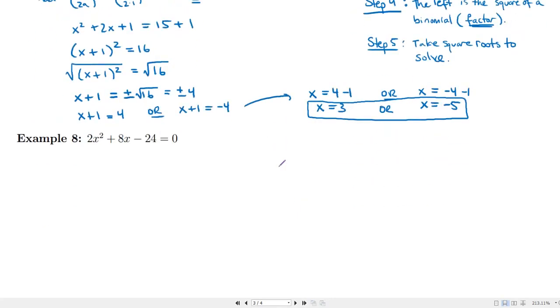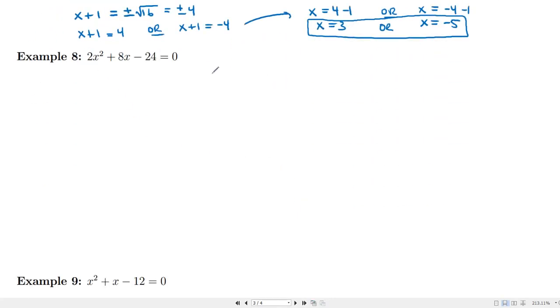Okay, now continuing, let's do the same thing here. So what do we have to do first? Well, we have to first bring the constant term over, so we have 2x squared plus 8x equals 24. And so here's A, here's B, and here's C. Okay, so the next step says to divide both sides by A. Since this is not 1, we have to do that step.